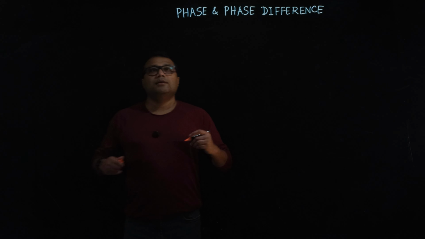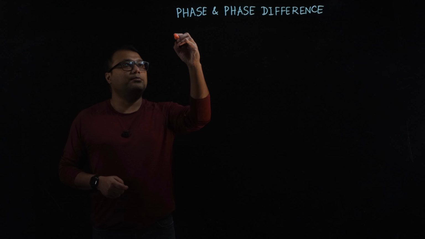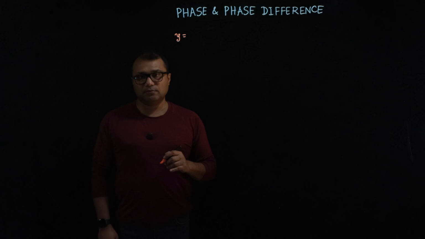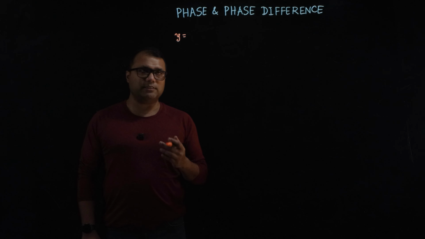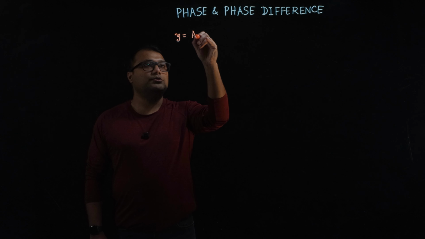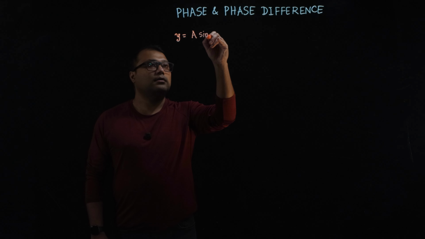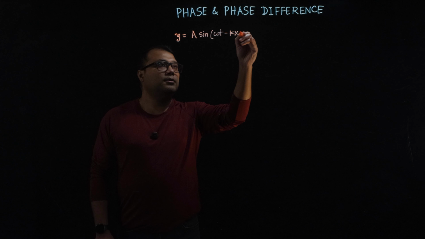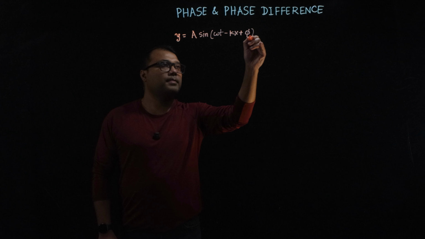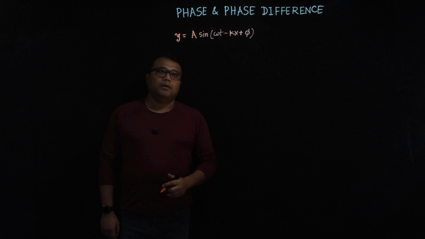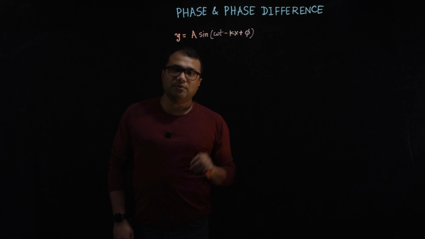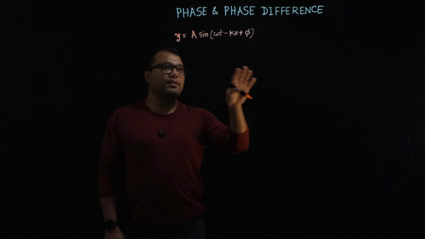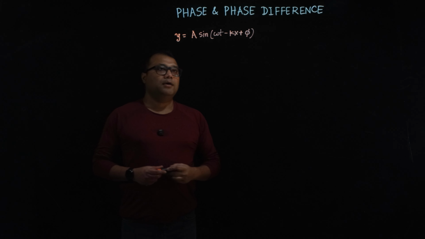Okay. So this is the equation of a plane progressive harmonic wave. y, which gives the disturbance, in our case we'll assume this as displacement, is amplitude times sine(omega t minus kx plus phi). Okay. So quite a bit of information we can figure out from this. One, this wave is traveling in the positive x direction.